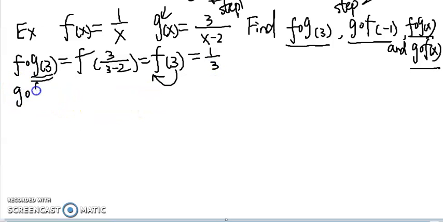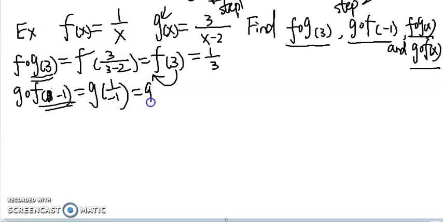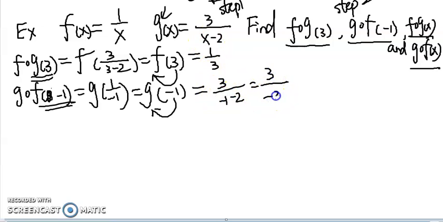Similarly, if we do g of f of -1, we work out f of -1 first, keeping g, because there are 2 steps we have to do. So step 1, we plug -1 into the f function. So we have 1 over -1, and we know 1 divided by -1 is -1. Then we plug -1 into the g function, replacing this x with -1. That gives us 3 over -3, which is -1 as the answer.